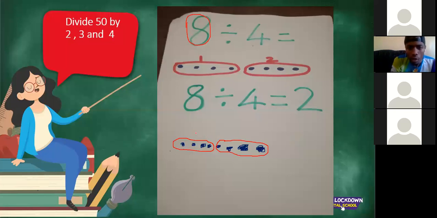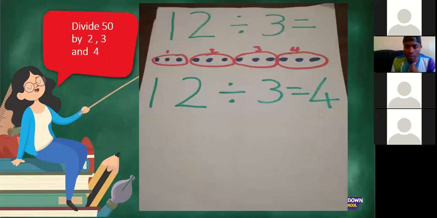Then I count: there's one group, there are 2 groups. Therefore, 8 divided by 4 is equal to 2. This tells you how many you are dealing with, the number we're working with. This one tells us how many items we must have in each group. That's how we're going to find out, after counting how many groups we're able to make, what our answer is.